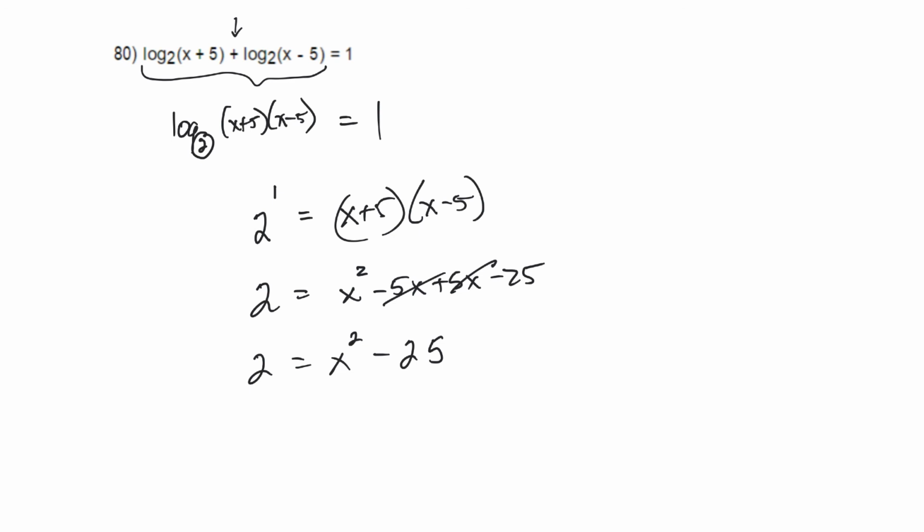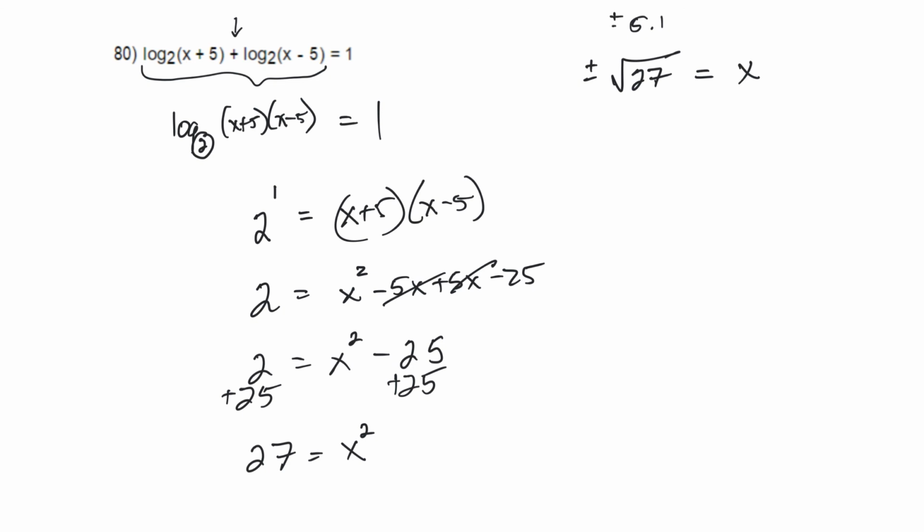It's a quadratic, but there's no x term, so I'm going to add 25 to this side and to this side. So I get x squared is equal to 27. And then to solve for x, I can take the square root of both sides. So the square root of 27 is equal to x. And when I use the square root principle, I have to put a plus or minus there. Now, the other thing I need to do is plug this in and see if it would break my rule of taking the log of a negative number. This here is about 5 point something, 5.1, whatever. So it's plus or minus 5.1.